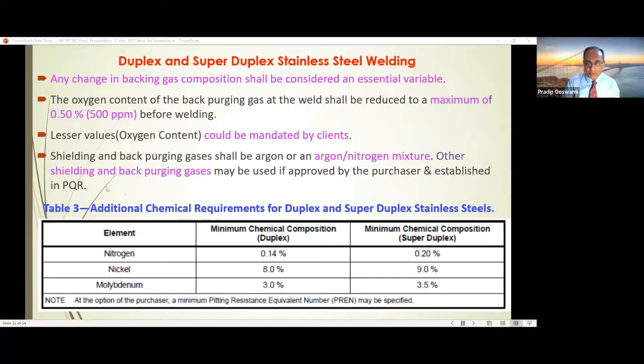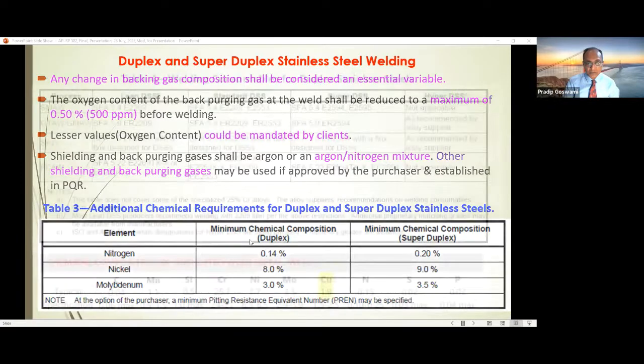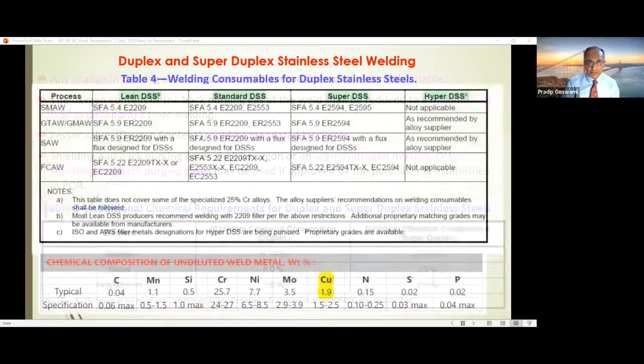Whatever you want to use, you've got to prove. You need a separate procedure qualification or a PQR for that. And over and above that, there are additional requirements for duplex. It tells basically that the weld metal definitely has to contain nitrogen, and these are the typical values. And nickel and moly definitely will be at these levels. Now, as you know very well, these are very generic guidelines. If you look at the manufacturer's catalog, you find more details about duplex and super duplex welding consumables.